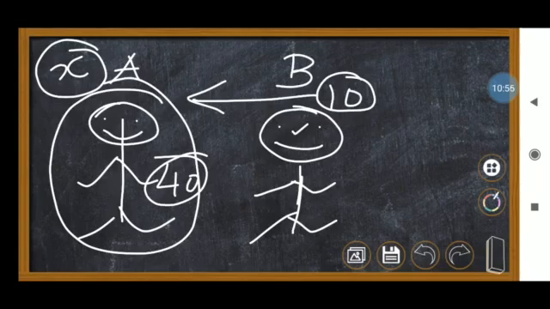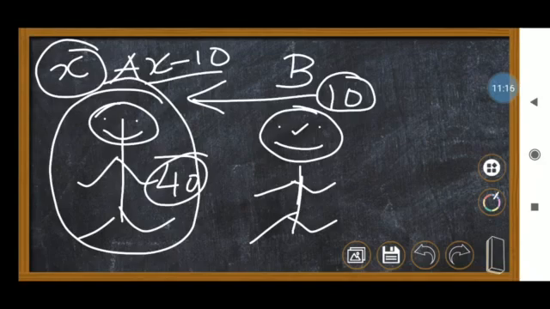10 rupees given means 10 rupees will be subtracted. So what is the current amount the person A has? X minus 10, because already 10 they gave, so we have to subtract from the total amount, so X minus 10. This kind of expression we can form in real life situations.